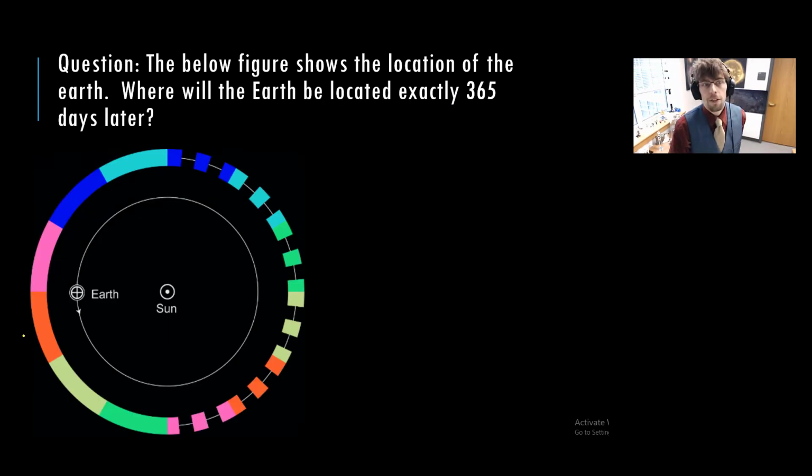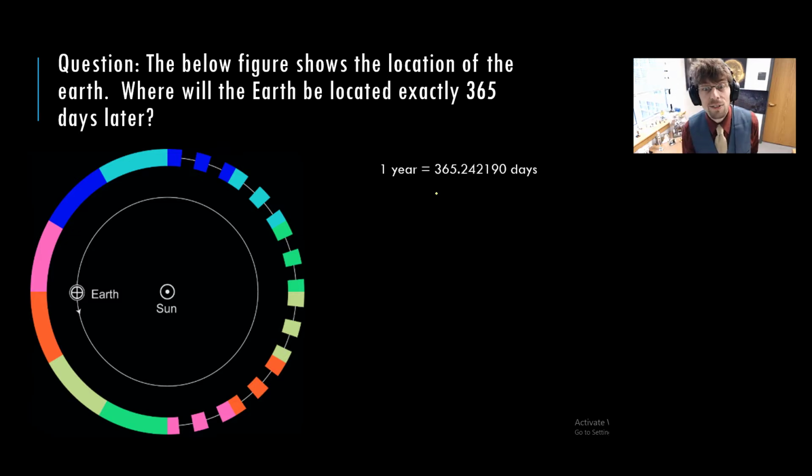The figure below shows the location of the Earth. Where will the Earth be located exactly 365 days later? And this is why I've colored the background. You can say it'll be in the blank color background, or maybe it's a solid or a dash. Go ahead. You got it? Good.